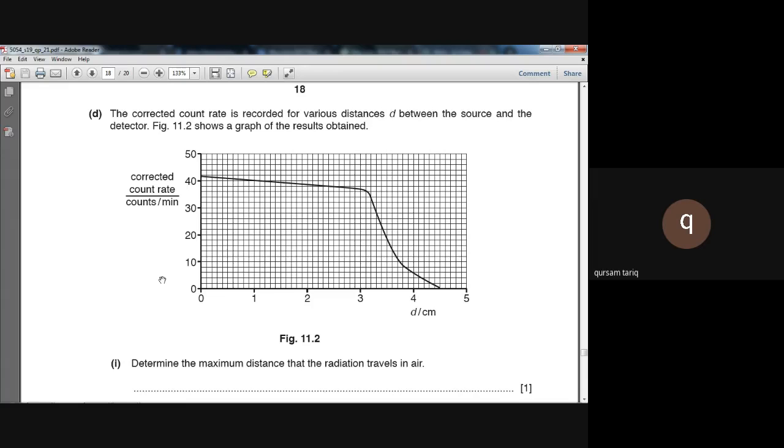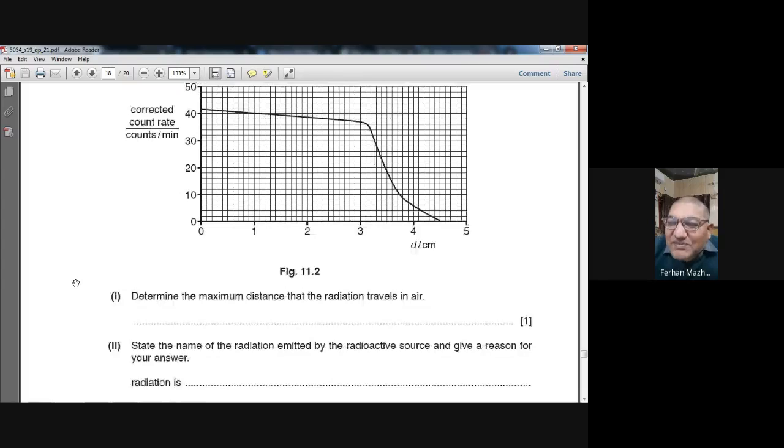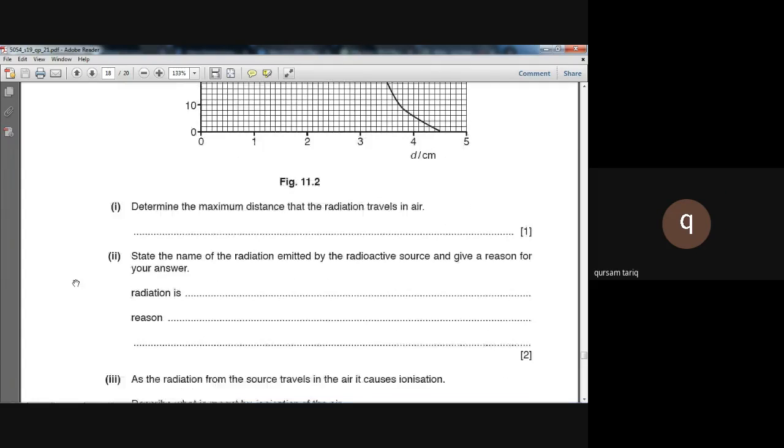He said determine the maximum distance that the radiation travels in air. That is just 4.5. After 4.5 centimeter, that radiation cannot penetrate in air. So the radiation which only penetrates 4.5 centimeter, you remember what we call that? Alpha. Alpha has less penetration power. Yes, a few centimeters in air.